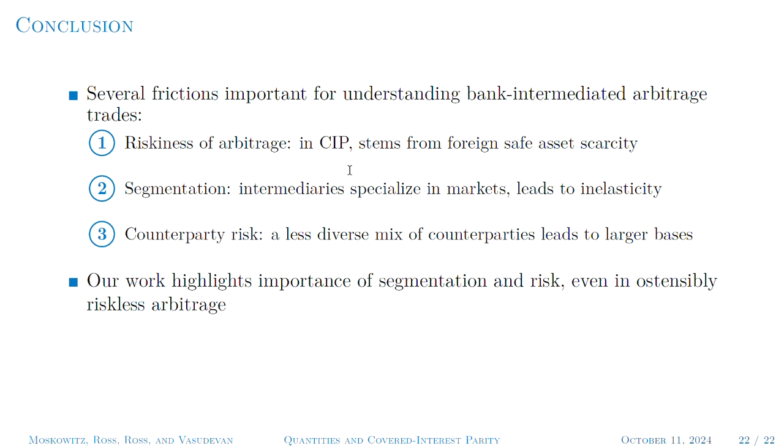Second, we look at the role of intermediary segmentation. We show that intermediaries are specializing in markets, and that leads the bases to become inelastic. And third, the role of counterparty risk. We show that a less diverse mix of counterparties leads to larger bases. I think the importance of our work here is that it highlights the role of segmentation and risk in what's commonly thought of as a riskless arbitrage. Thank you.